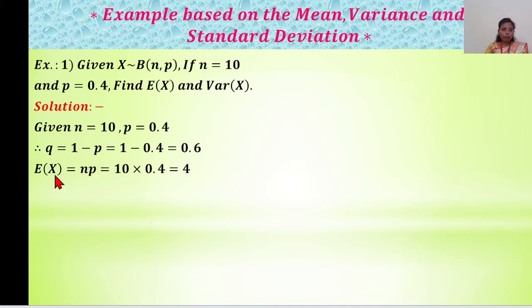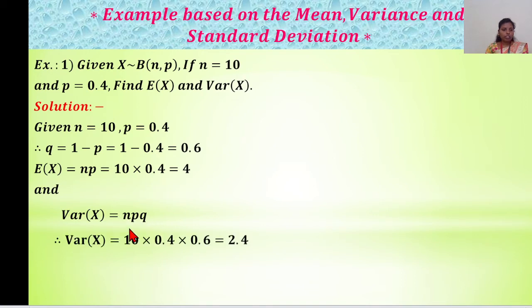We know the formula for the mean of a binomial distribution, mu or E(X), is np, the product of these two terms, that is equal to 10 into 0.4, which is equal to 4, and variance of X is equal to npq. Therefore, variance of X is equal to 10 into 0.4 into 0.6, that is equal to 2.4. Hence, the expected value of X, that is E(X), is equal to 4 and variance of X is equal to 2.4.